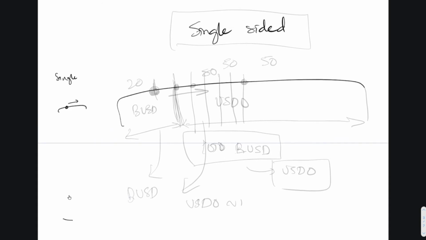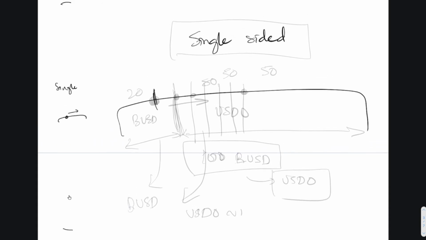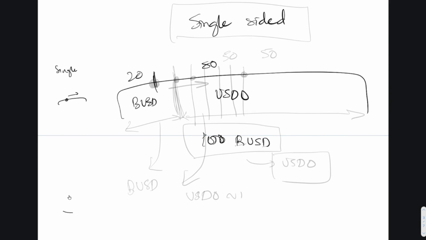which means that let's say this is the curve and we are sitting here. Okay, let's say 20 and 80. Okay, this is BUSD and this is USDO. We can actually force people, let's say people want to add 100 BUSD, $100 worth of value. We can actually force them to add only BUSD. What it will do is it will sell a portion of the BUSD for USDO.